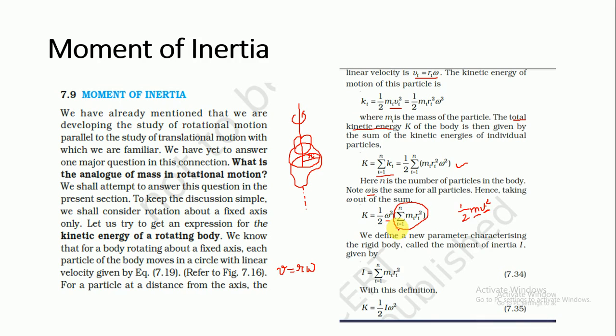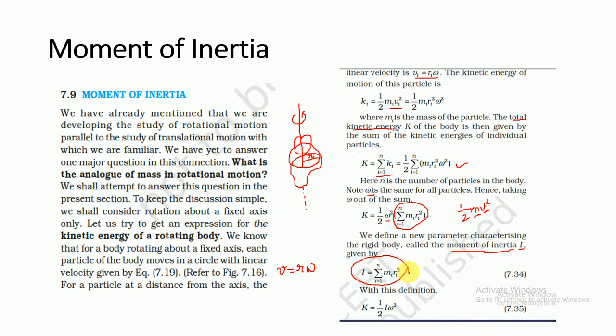So we can conclude the expression I'm circling here is the rotational analog of mass. So here we are going to define a new parameter characterizing the rigid body called moment of inertia, I. And it is given by this expression, summation i varying from 1 to n m_i r_i square. This new variable we have obtained from the expression of the rotational kinetic energy of the body. This is the rotational analog of mass and it is called moment of inertia.